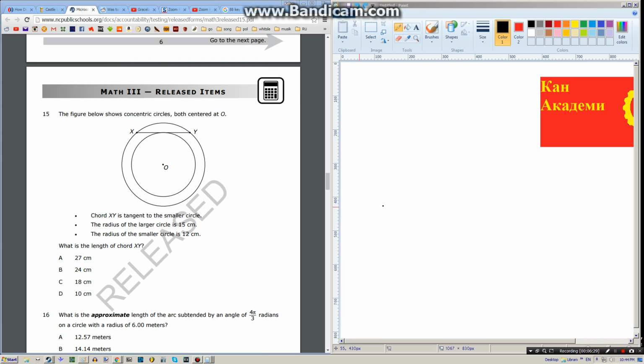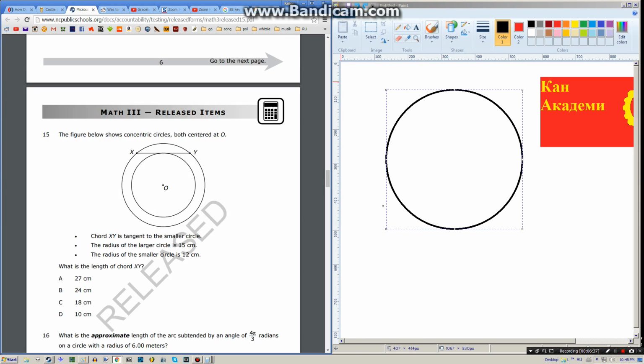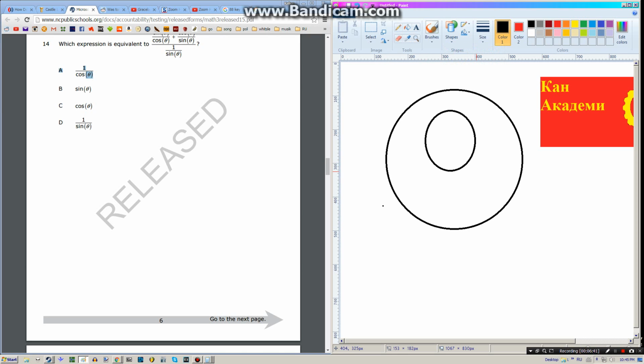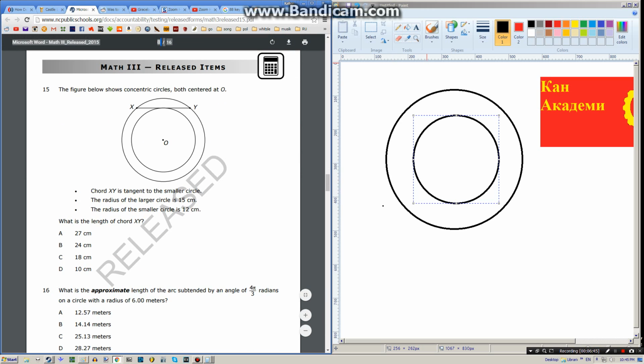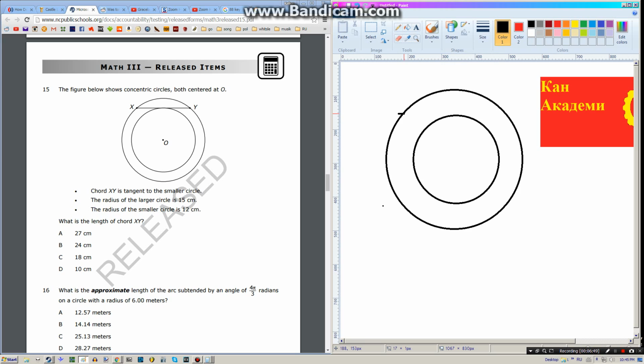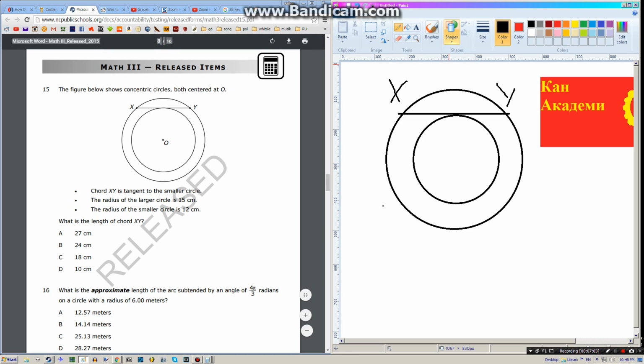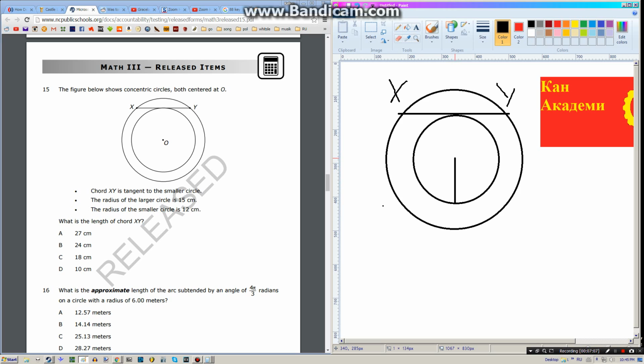Alright, number 15. It's about circles. So let's draw one with our special shape tool. I have one here, and let's get one more. These are ovals, but you get the idea of what I mean. And then let's get a line. Alright, X and Y. So we have to find the length of X and Y. The radius of the little one is, I think, 12. And the radius of the big one, let me get rid of that line because it's stupid looking. The radius of the big one is 15.